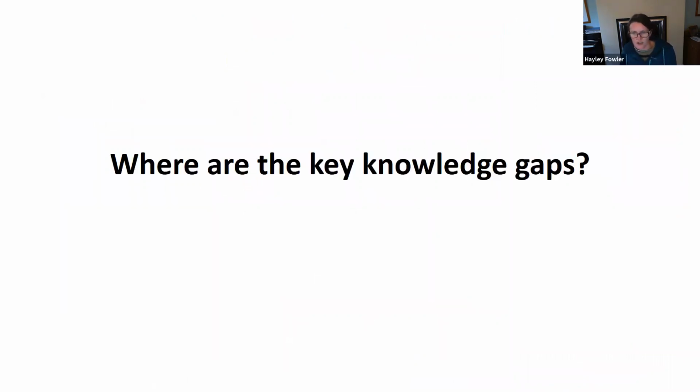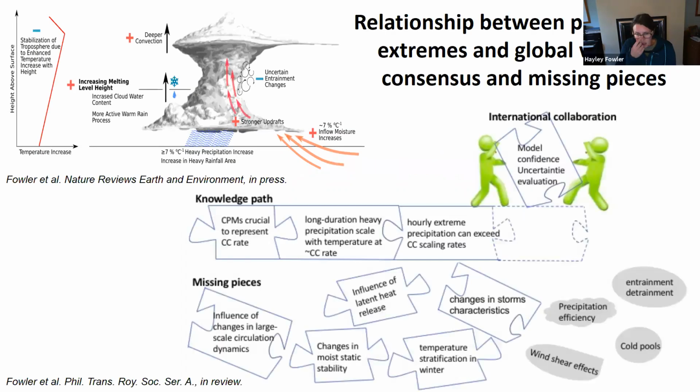So where are the key knowledge gaps? There are many more of these which we can discuss at the panel, but these are some that I've pulled out to think about now. There are still a number of things that we don't understand about the potential changes to heavy rainfall, which is obviously a large driver of changes to flood risk, and that produces that hazard.